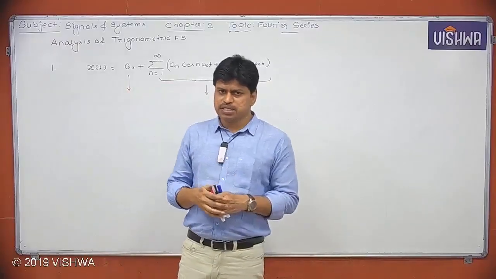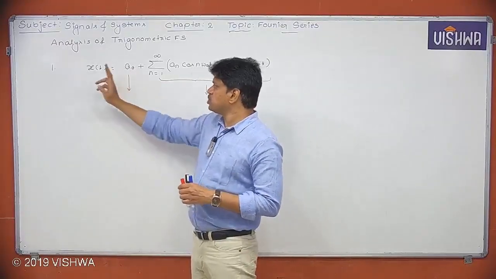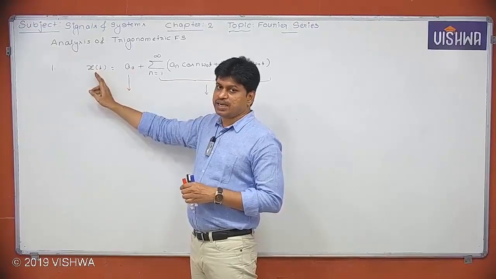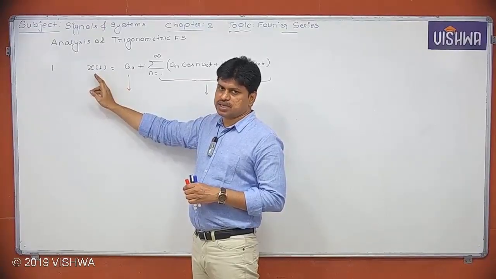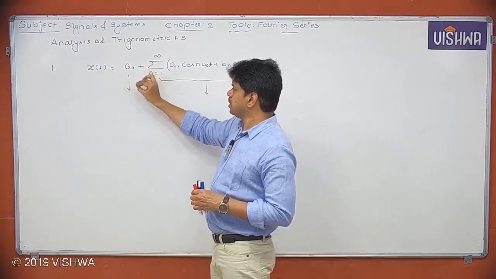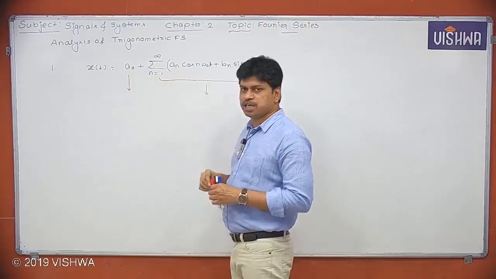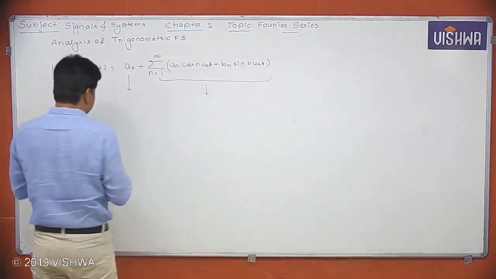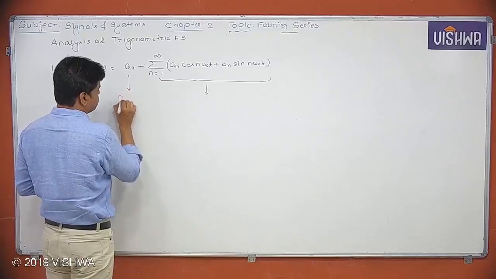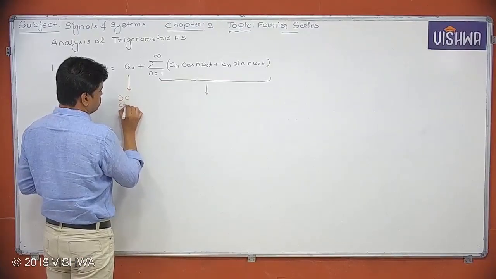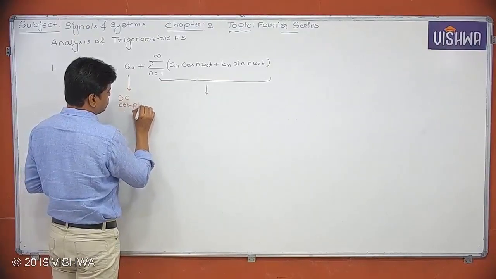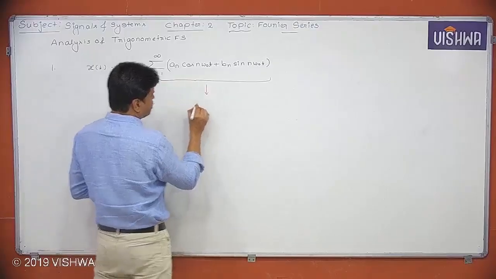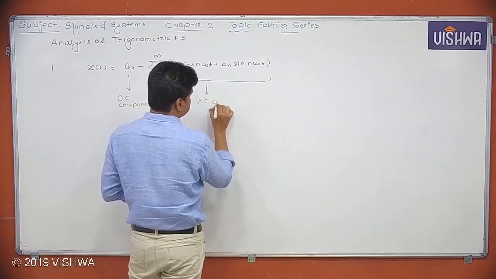So can I simply say that by using Fourier series, I can divide the signal x of t into a DC component and an AC component? Yes, I can do that. So this is nothing but the DC component, and these are the AC components.